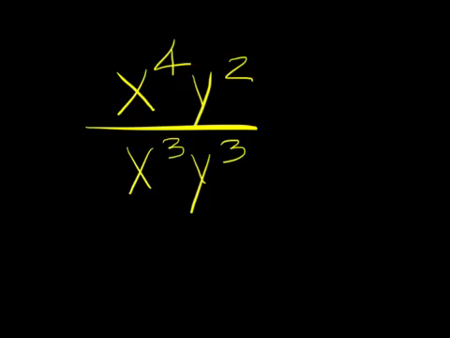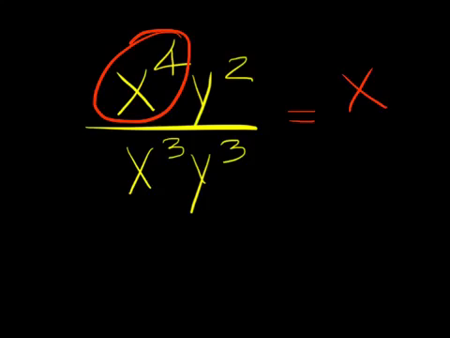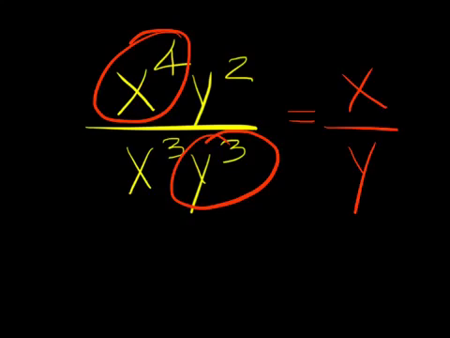The solution for the bonus problem. Largest power of x is on top. 4 minus 3 is 1. And largest power of y is on the bottom. 3 minus 2 is 1. X over y. Practice problem.